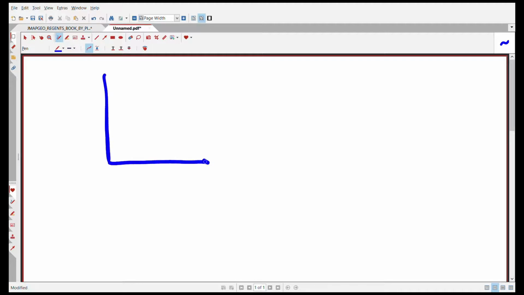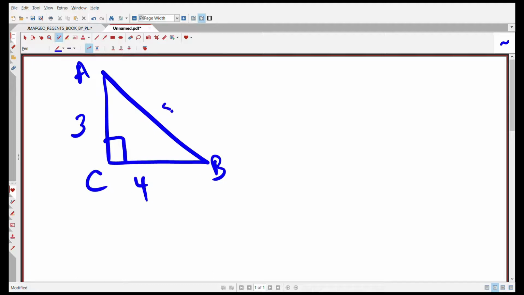I'm going to teach about cofunctions. If I have a right triangle, and I'll call this A, B, C, C is my right angle. And this is a Pythagorean triple, 3, 4, 5.